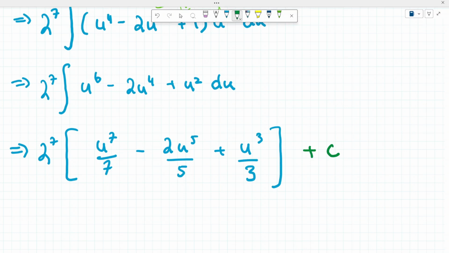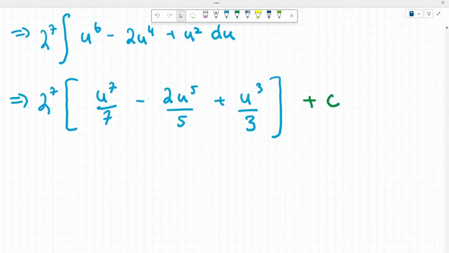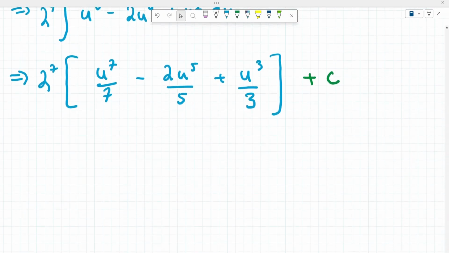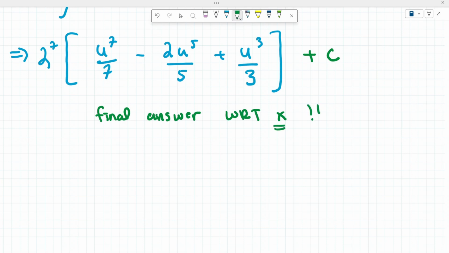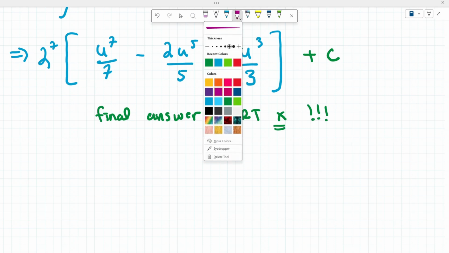Okay, we are not quite done yet. We have to express our final answer in terms of x. So we'll write that: final answer with respect to x, because that's what we started with. That means we have to go back and undo our substitution. So let's take a look at that.